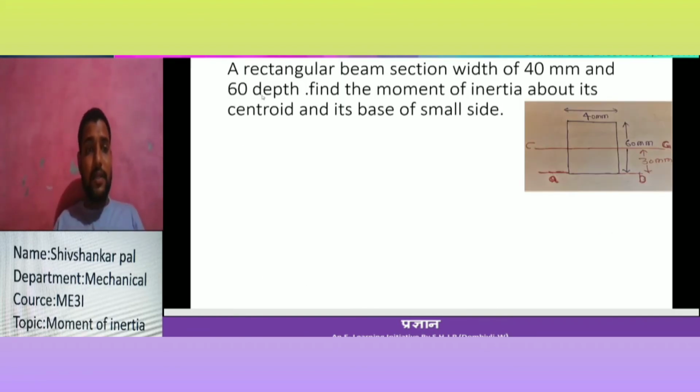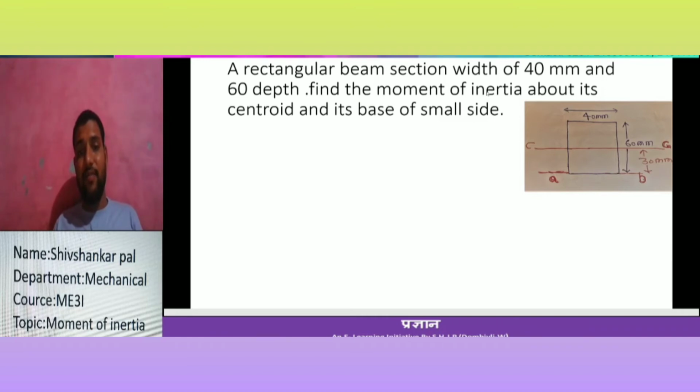A rectangular beam section has a width of 40 mm and a depth of 60 mm. Draw the diagram. The width of the rectangular section is 40 mm, and the depth is 60 mm. That is the given structure. According to the question, I will draw this diagram. Then find the moment of inertia about its centroidal axis and about its base of the small side.